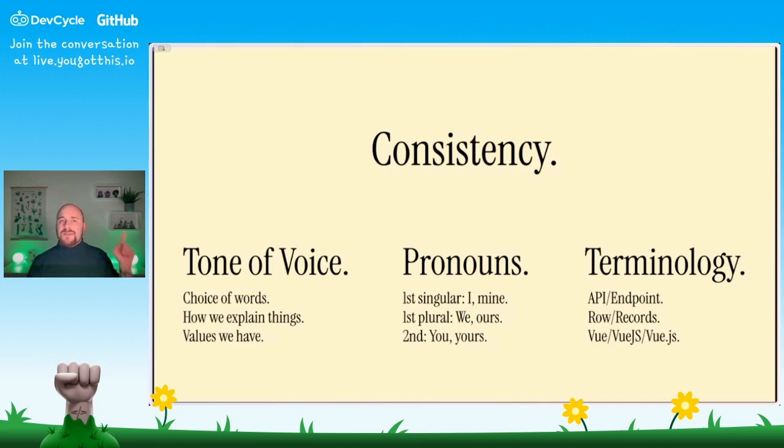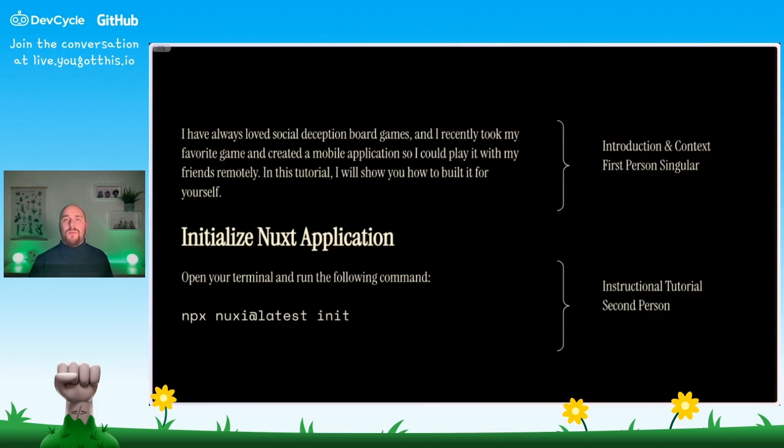Now, going back to pronouns, let's talk about that exception for a moment. In this example post here, we have the following. I have always loved social deception board games, and I recently took my favorite game and created a mobile application so I could play it with my friends. In this tutorial, I will show you how to build it for yourself. This is the introduction, it's the context, it's in first person singular.